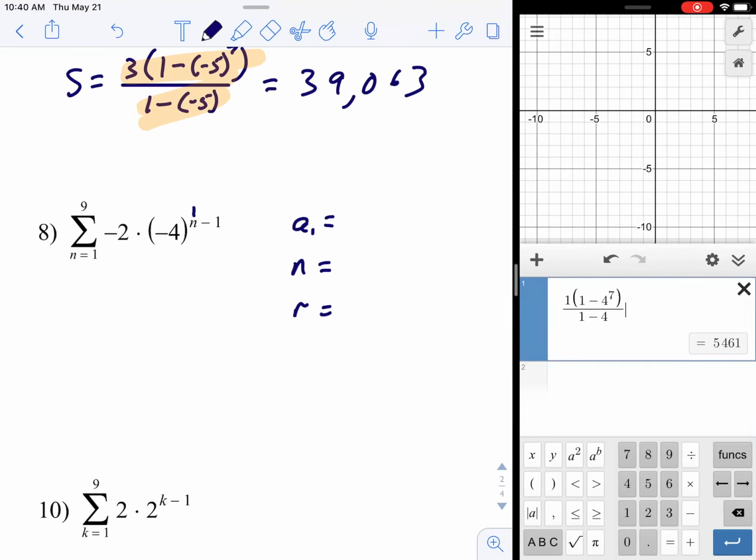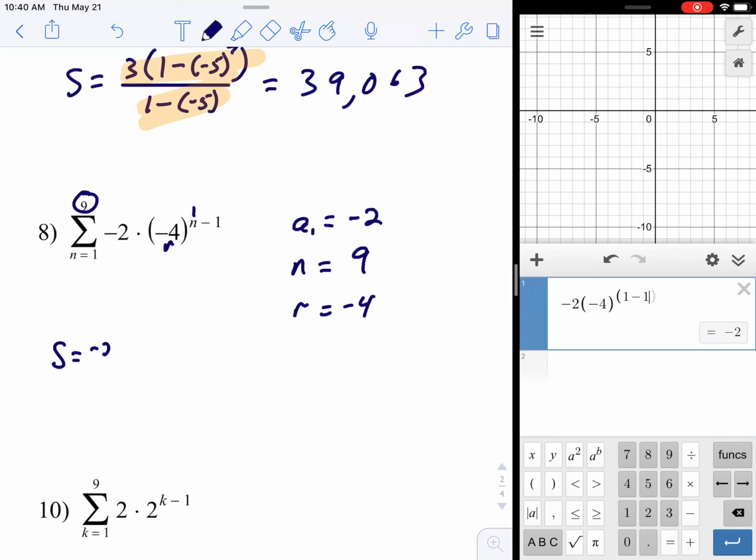Let me go ahead and use the calculator. -2 parenthesis -4 parenthesis raised to the parenthesis 1 minus 1. And that works out to be -2. N, the number up here, is 9. R, the number in parentheses, is -4. Let's do the answer. Sum equals -2, 1 minus -4 to the 9th power, all over 1 minus -4.